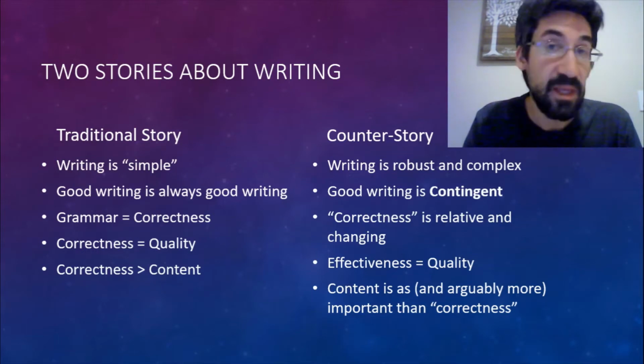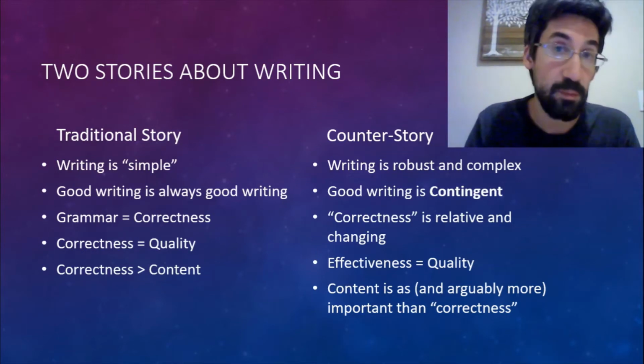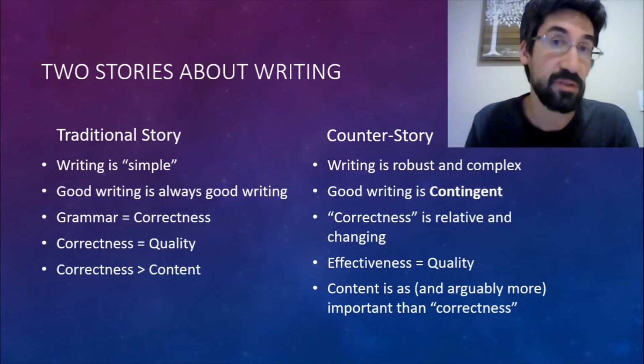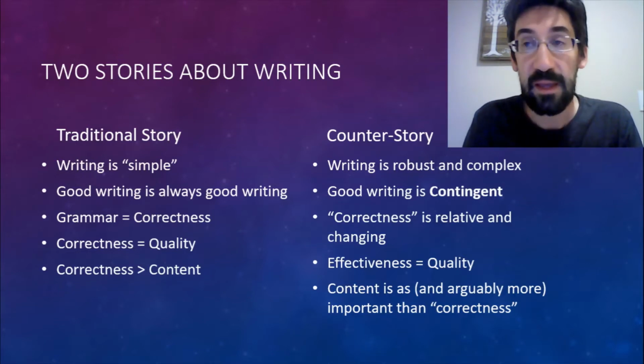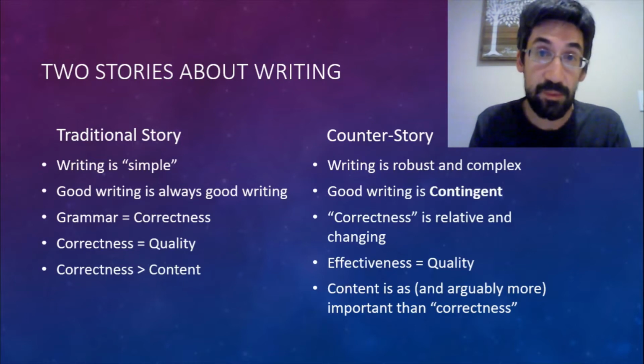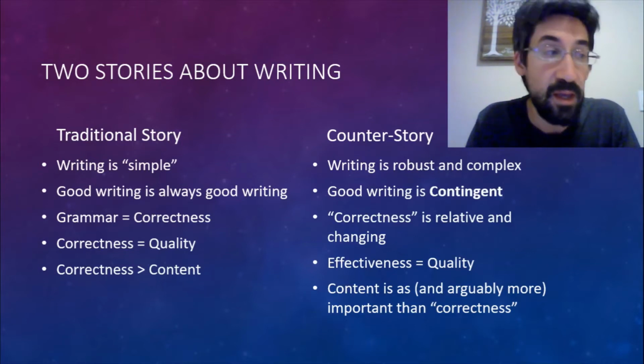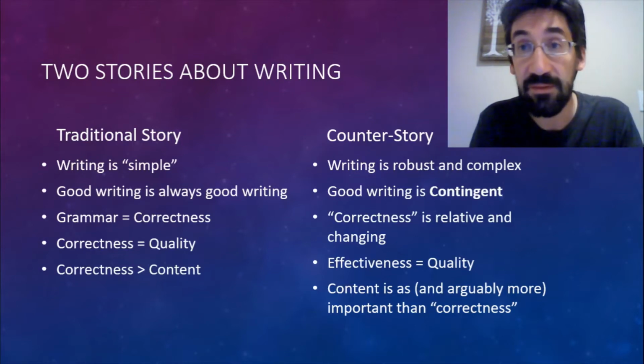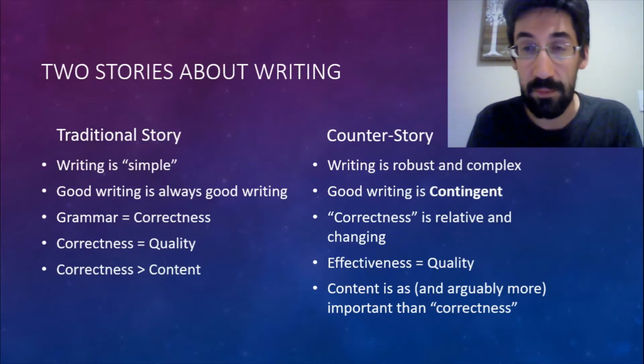So one of the key concepts from this chapter that I want to take a little bit of time to talk about is this notion of having two stories about writing. And the authors of the textbook really want to discuss this in terms of the idea of a conception, right? And a conception is an idea that we have that shapes the way that we see the world, right?